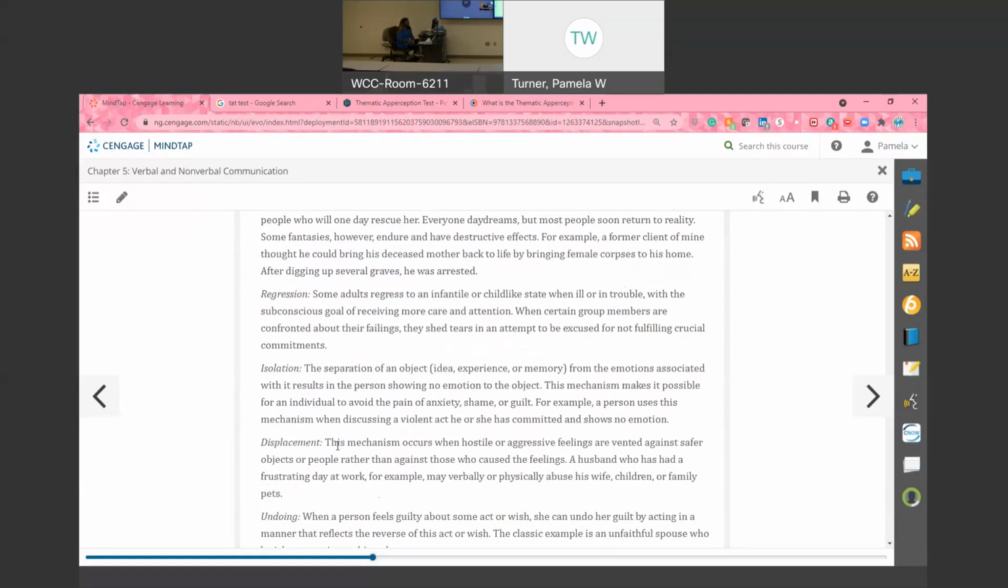Regression is going backwards. In a child, it's pretty easy to see. You'll see that a mom has a new baby, and the 6-year-old then begins to wet the bed again, right? Or they are no longer fully potty trained. Regression is going back to a childlike state. In that stage, they shed tears in an attempt to be excused for not fulfilling crucial commitments. You might even see regression as an adult.